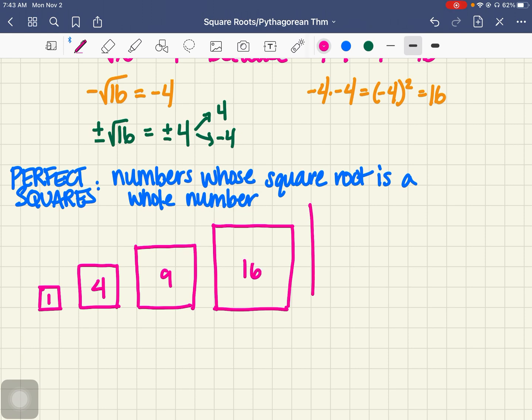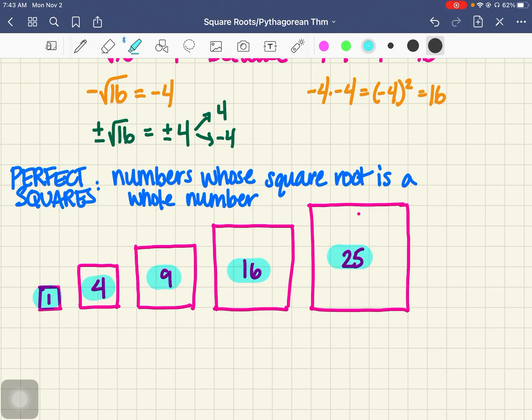And if I add another square on each side, 1, 2, 3, 4, 5, right? This is 25. So these numbers inside here are perfect squares. 1, 4, 9, 16, 25. Those are the areas of these nice squares that we can draw on graph paper. So those are perfect squares.